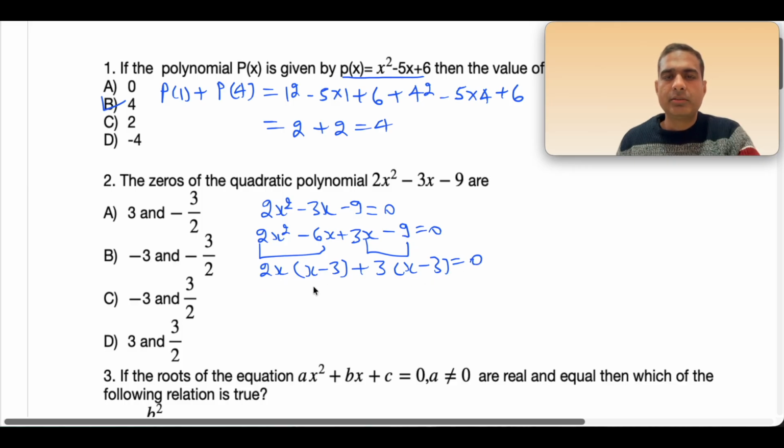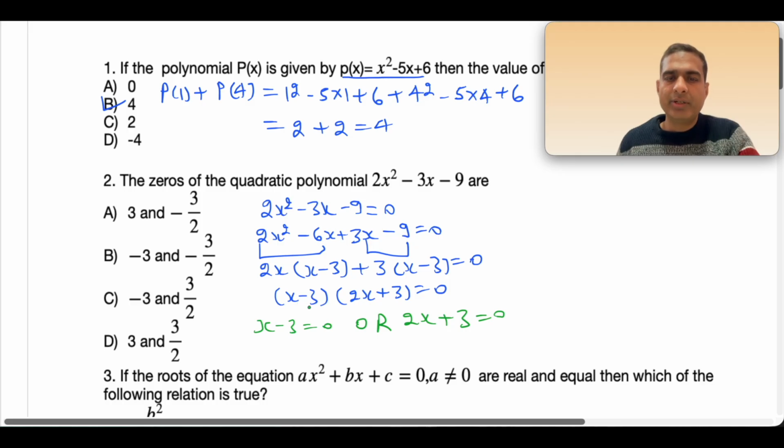Now from these two, x minus 3 is common. So if we take x minus 3 common, 2x will be left and plus 3 will be left, is equal to 0. So x minus 3 and 2x plus 3, these are two terms and their product is 0. Product of two terms will be 0 only if at least one of them is 0. If both are non-zero, then the product of two non-zero numbers cannot be 0. So either x minus 3 is equal to 0 or 2x plus 3 is equal to 0. Both can be 0, but at least one has to be 0.